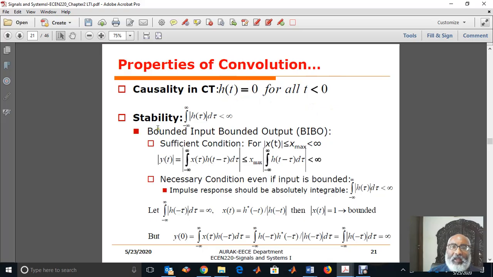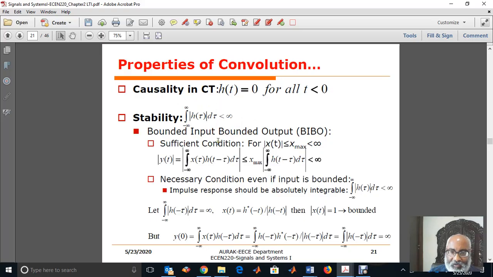That's all. And stability. What about stability? A system is stable if its energy is finite. That means the integral from minus infinity to infinity of h of tau squared d tau is less than infinity, or without the square, the integral from minus infinity to infinity of the absolute value of h of tau d tau is less than infinity. We call this an absolutely integrable system. So in that case, bounded input will give you bounded output.